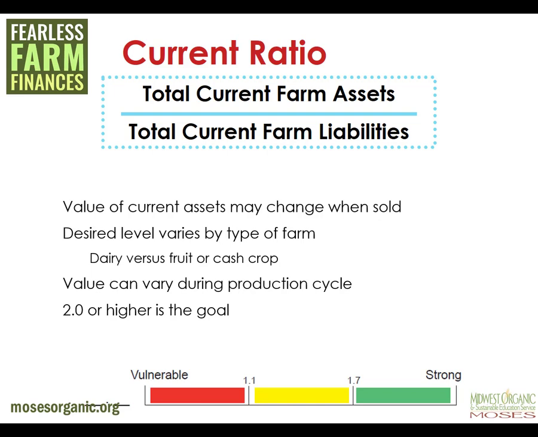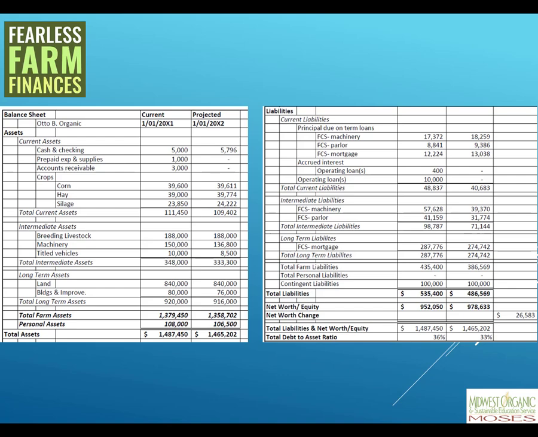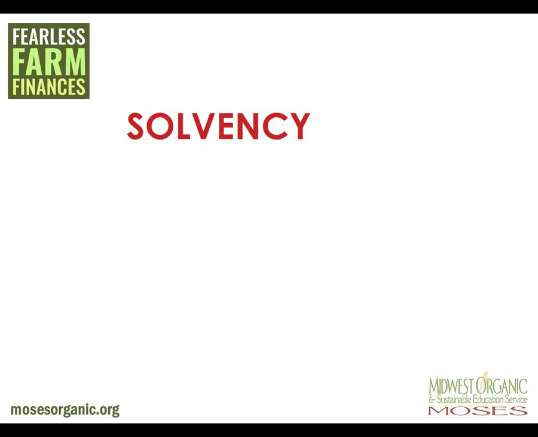If our assets equal our liabilities, we're vulnerable. We have nothing left, because current assets minus current liabilities is working capital. And we like to have something left over, and we like to have working capital. So from our balance sheet and the Auto B balance sheet, our total current assets there were $111,450. Our total current liabilities were $48,837. So you divide those, and we have a ratio of greater than 2. So according to this, they're in a very strong current ratio.